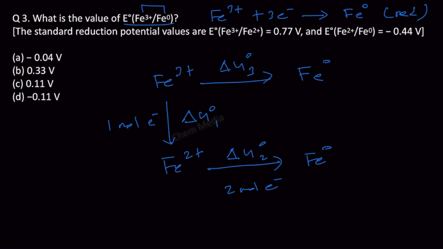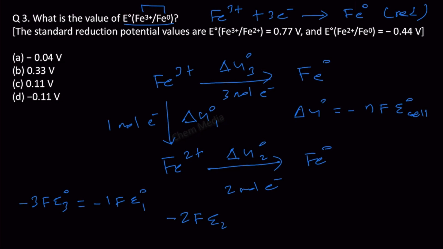So this means delta G3 is the sum of these two values, and we know that delta G standard is equal to minus NF E naught of the cell, where N is the number of moles of electrons, so this is 3 moles of electrons, F is the Faraday constant, and E cell standard is the reduction potential. So this will be minus 3 times Faraday constant E3 standard, that is equal to minus 1 times Faraday constant E1 standard minus 2 times Faraday constant E2 standard.